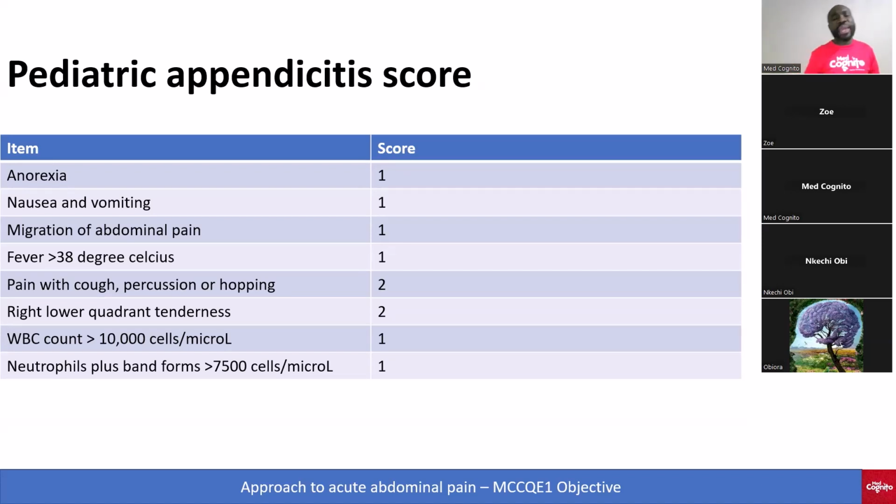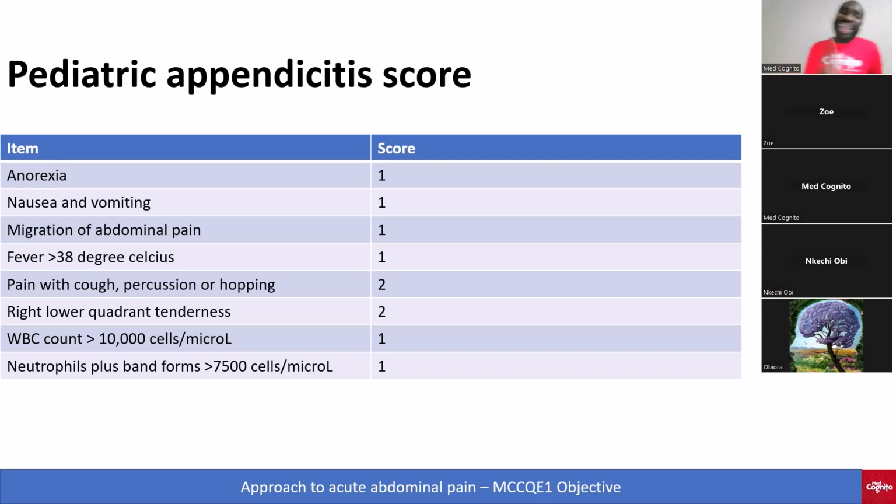Migration of abdominal pain to the right iliac fossa, 1. Fever more than 38 degrees Celsius, 1. Pain with cough and percussion, that is 2. Okay, right lower quadrant tenderness, that is also 2. And white blood cell count more than 10,000 cells per microliter, that is 1. And then neutrophil count plus band forms more than 7,500, that's also 1.